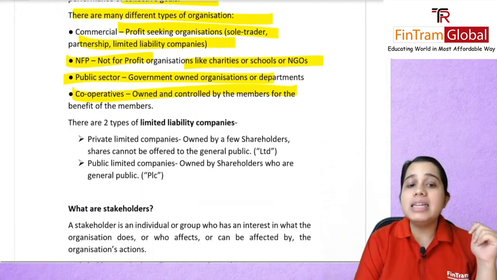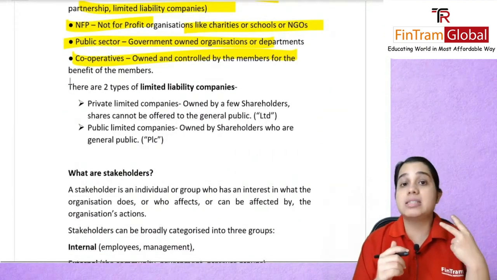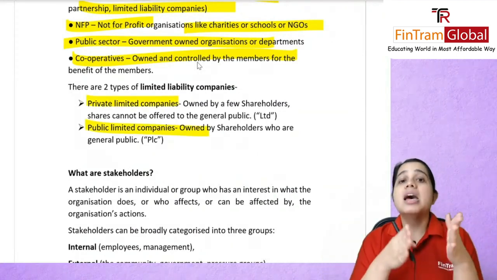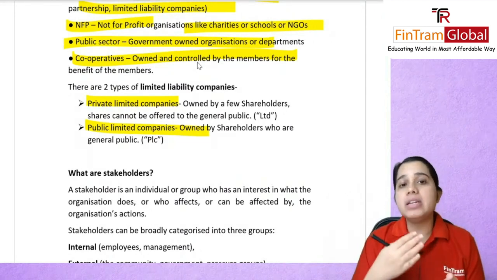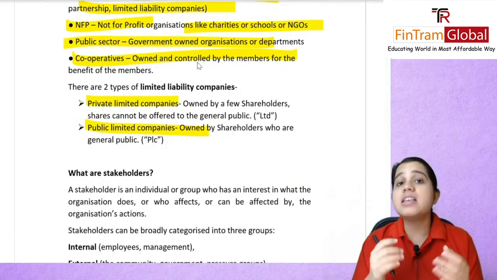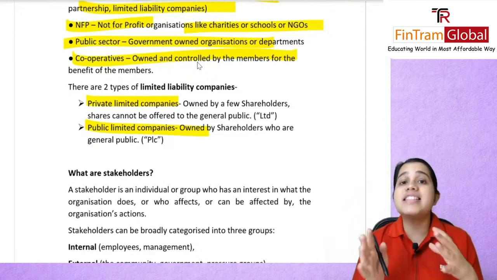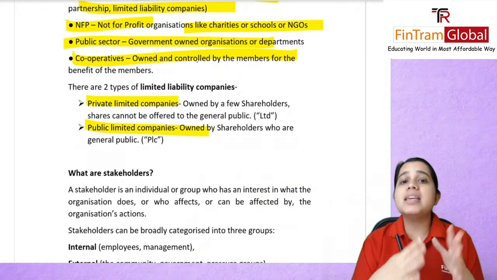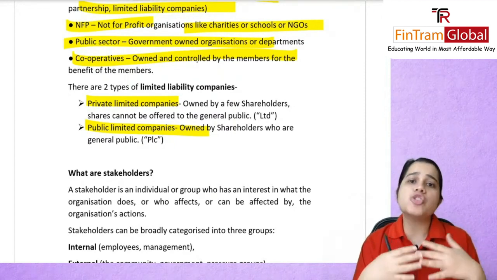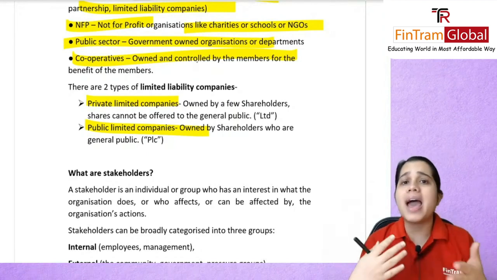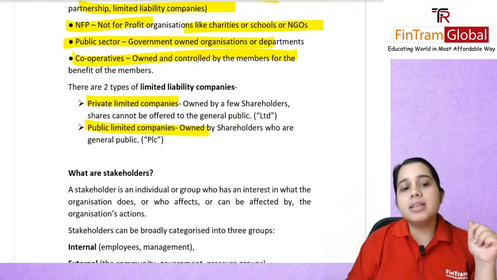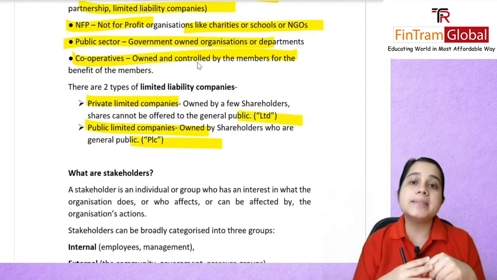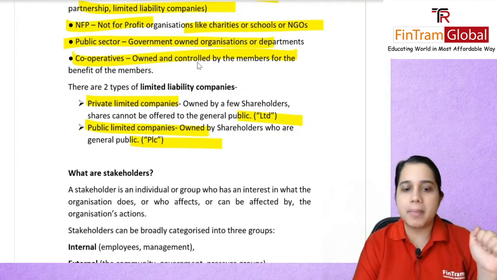Now let's talk about the limited liability companies, wherein we discussed that there are two types. So there were private limited companies and public limited companies. The main difference to note is that private limited companies are those whose shares are not listed on a stock exchange. That is, they are not available to the general public. However, for public limited companies, the shares are freely traded on a stock exchange. You know, it's available for the general public to buy and freely sell. Another thing was that private limited companies end with LTD and public limited companies with PLC. So this is something to keep in mind.